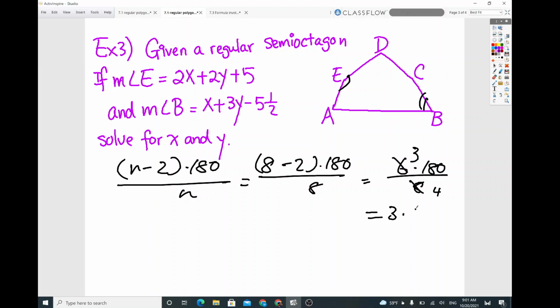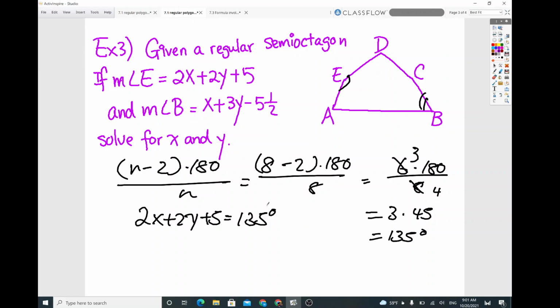45 times 3, which is 135. Because 2 times 45 would be 90, and 90 plus 45 is 135 degrees. So that means the measure of angle E will be considered 135 degrees.